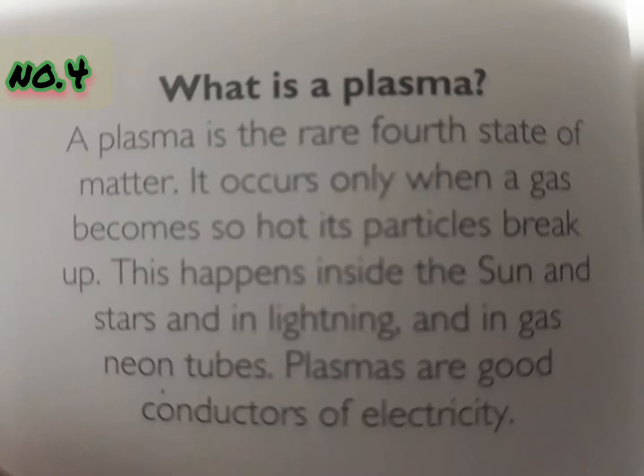What is plasma? Plasma is the rare fourth state of matter. It occurs only when a gas becomes so hot its particles break up. This happens inside the sun and stars, and in lightning and in gas-filled neon tubes. Plasmas are good conductors of electricity.